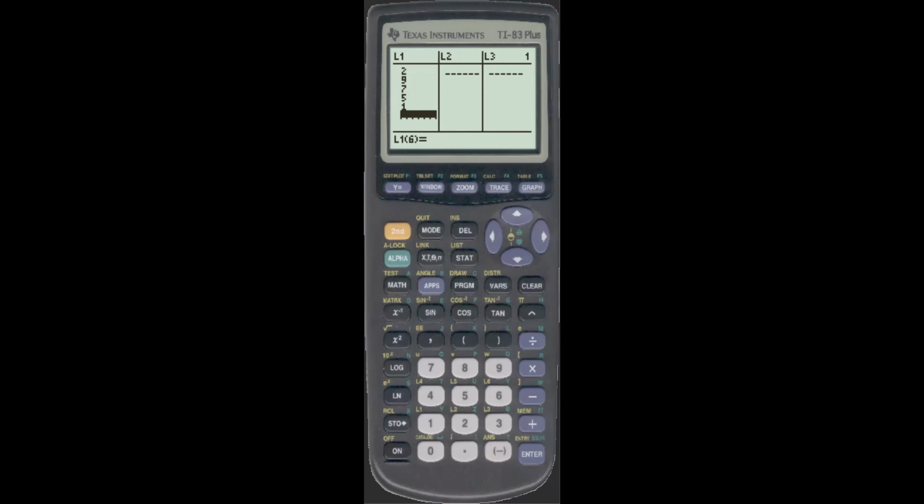Okay, so now once you have that in there, you quit out of this, second quit, stat, excuse me, stat calc, and you're calculating one variable stats, one var stats. You have to then enter the list L1. So you do that by hitting the second button, and then there's an L1 above the 1. So you should see very similar numbers to this.